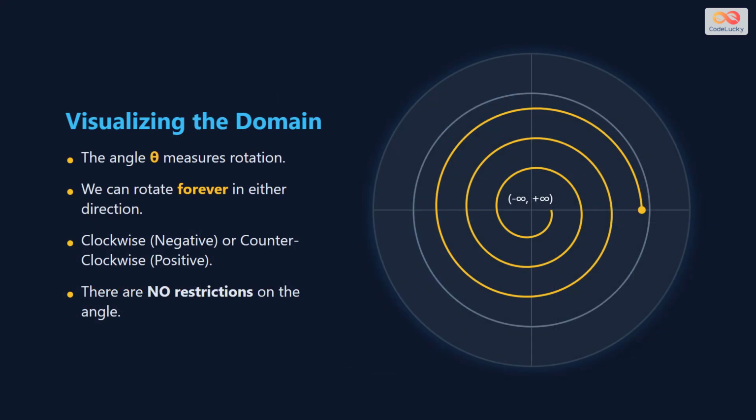Imagine rotating around the unit circle. You can rotate a small amount, a full circle, or spin around 100 times. You can even rotate backwards for negative angles. Because rotation never stops, there are absolutely no restrictions on the angle theta.